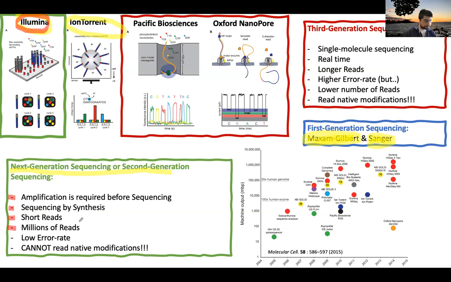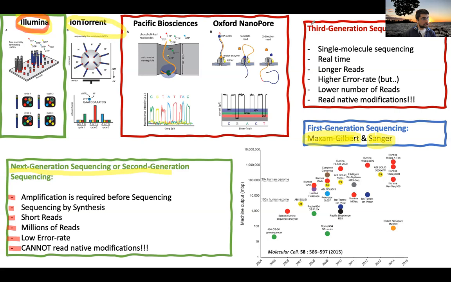So we're talking about 100 millions, even billions with the new sequencing machines, of reads per run, okay? So it's a very, very high throughput, okay? The error rate is very low, however, since it requires amplification before sequencing, it cannot read native modifications, okay?